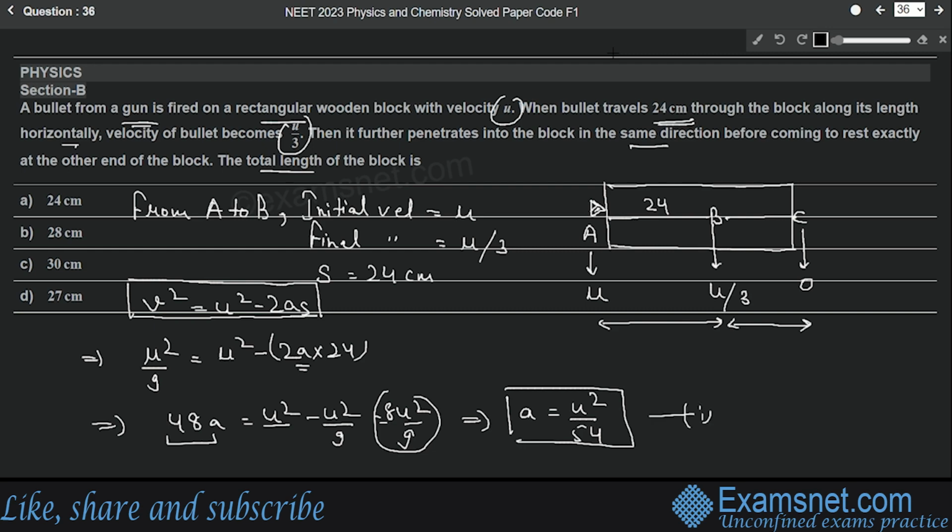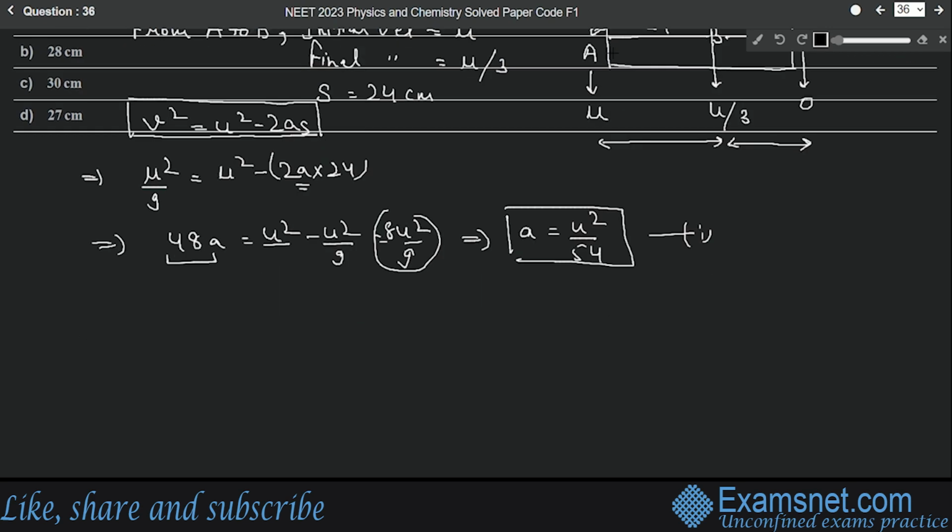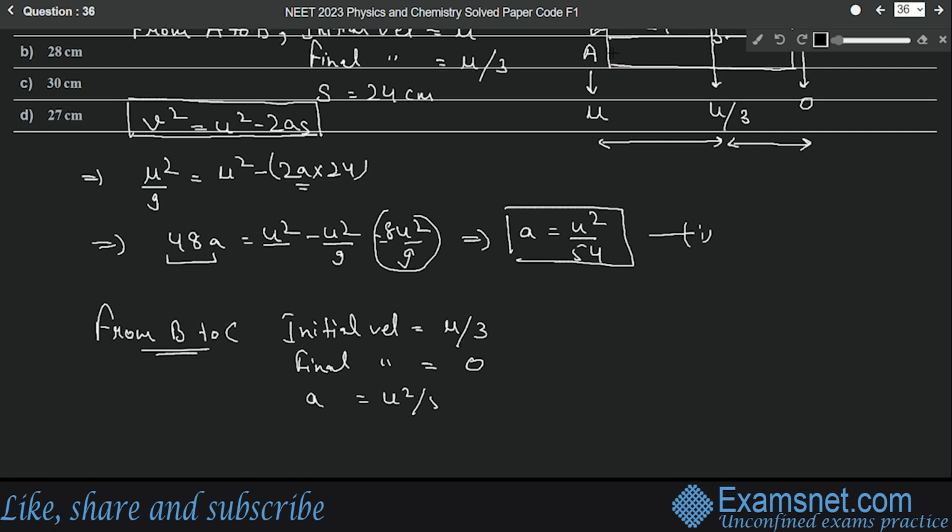Now we'll use this in the next part, that is from B to C. So from point B to C now, the initial velocity will be the velocity at point B, that is u by 3. And the final velocity will be the velocity at point C, that is 0. This time we know the value of acceleration, that is u square by 54, but we don't know the distance traveled by the bullet from point B to C.